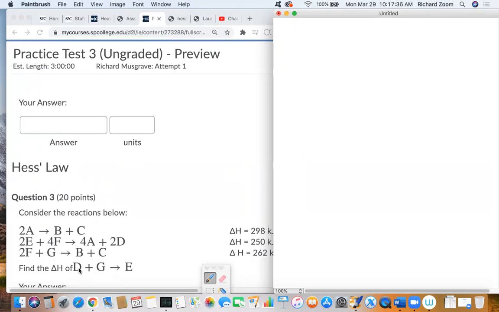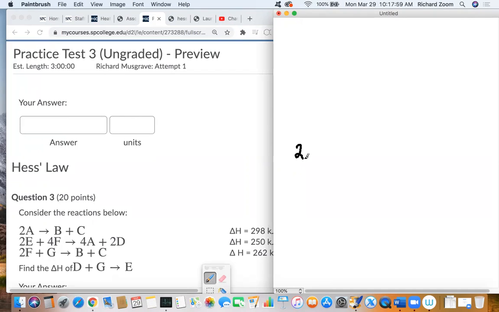So we look at the final reaction and we look for D, and you can see there's only one reaction that's got D in it. That's the second one. So I know that one needs to be flipped. The other thing I know is that reaction needs to be divided by 2. And the reason I know that is because it's 2E in this reaction and we only have E in the reaction we want. So I'm going to kill 2 birds with 1 stone here.